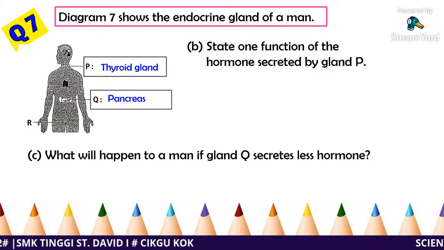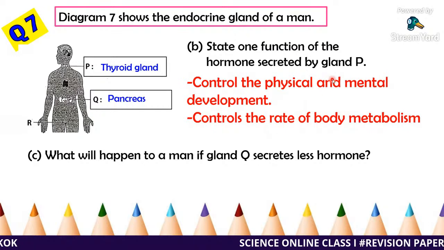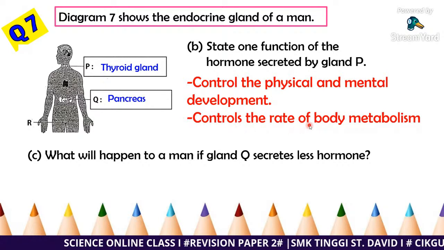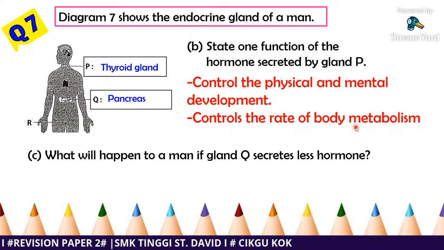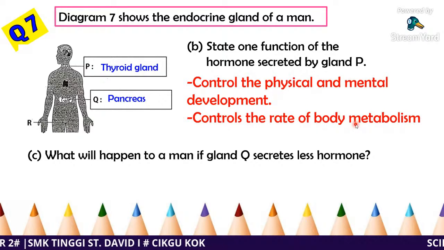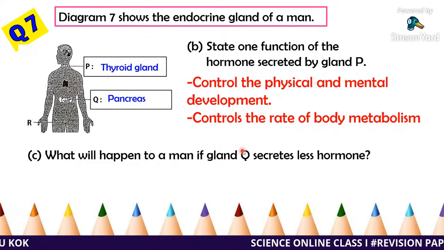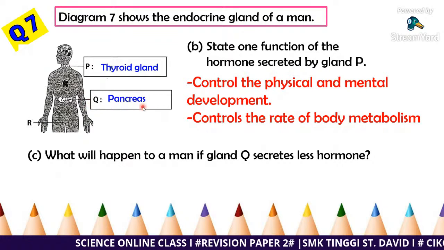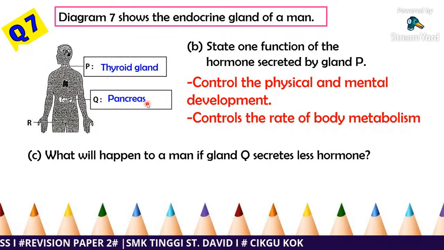Let's see the answer. They control the physical and also the mental development. Number 2, they control the rate of the body metabolism. So this one is the thyroid gland, which produces a hormone. Now what will happen to the man if the gland Q secretes less hormone? This is the pancreas. The pancreas produces the hormone insulin. If insulin is less, what happens?